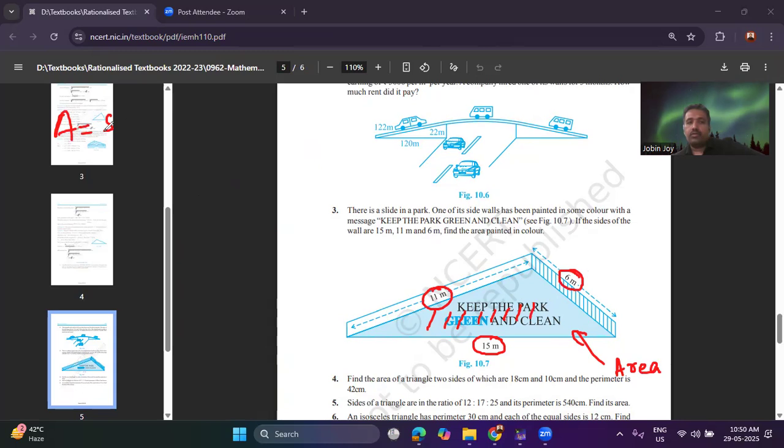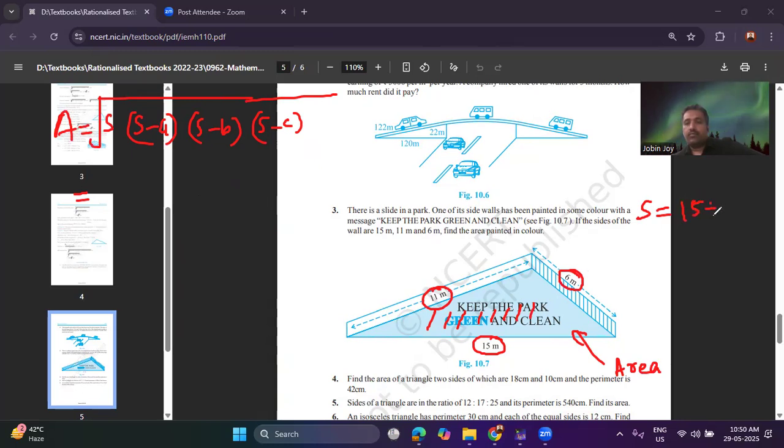Area is equal to, using Heron's formula, square root of S into S minus A into S minus B into S minus C. So first of all, calculate the semi-perimeter. Semi-perimeter is equal to 15 plus 6 plus 11 divided by 2. That is equal to 16 meter, because the unit is given in meter. So the semi-perimeter is also in meter.